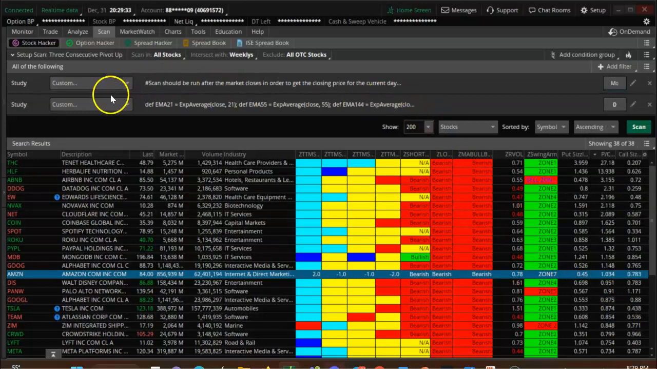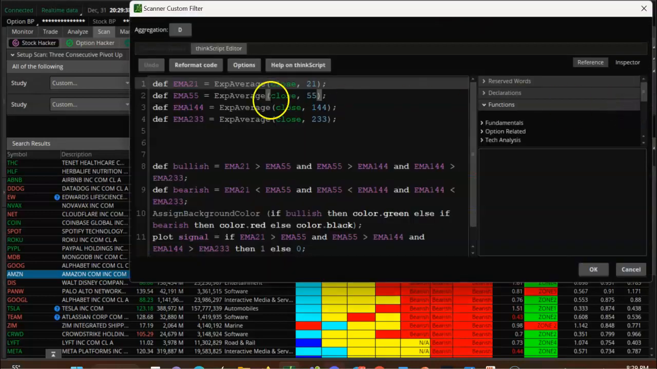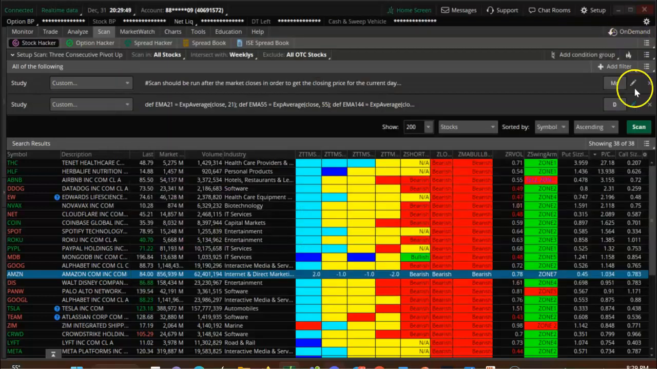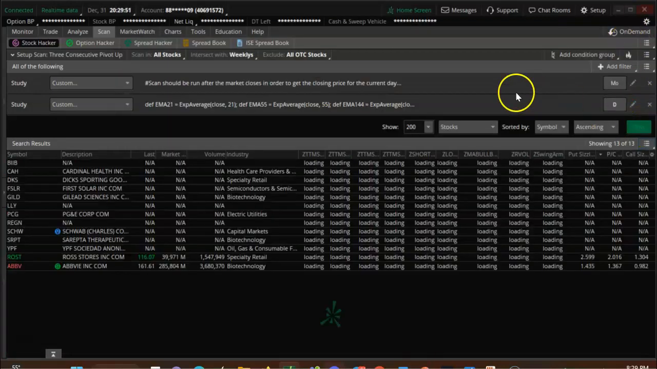We're also restricting that, making sure it's above all the moving averages. For example, 21 should be above 233, 144 should be above 233, 55 should be above 144 and 21, okay, like that. So let me scan that.